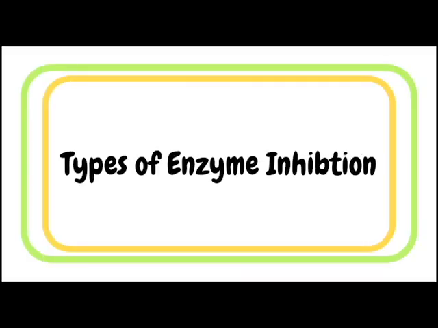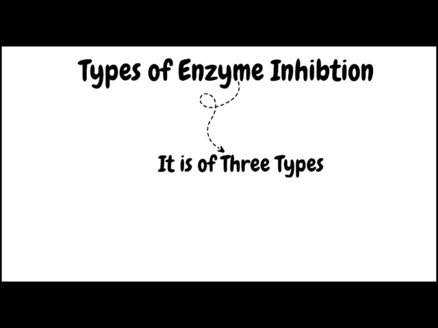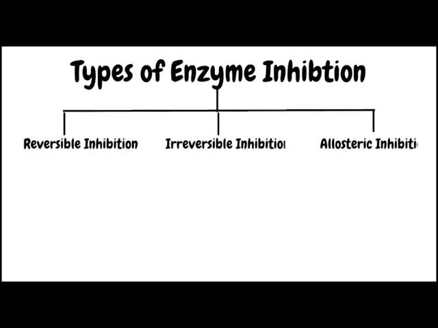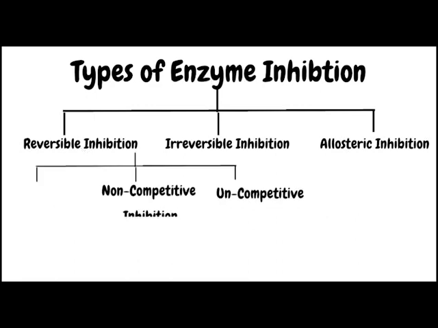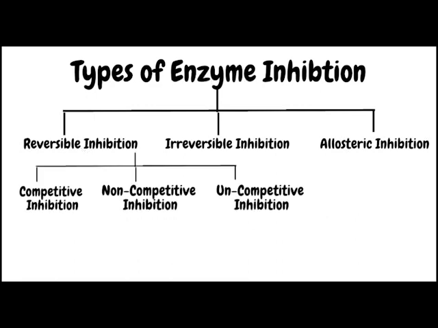Next, we will discuss types of enzyme inhibition. It is of three types: reversible inhibition, irreversible inhibition, and allosteric inhibition. Reversible inhibition is further of three types: competitive inhibition, non-competitive inhibition, and uncompetitive inhibition. First, we will learn about the irreversible type of inhibition.